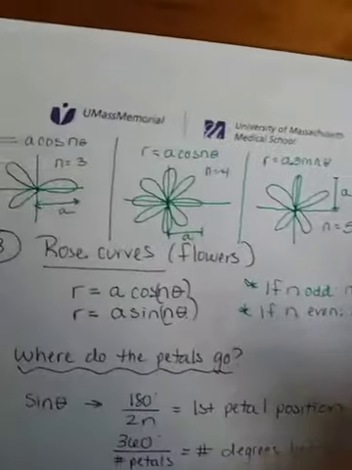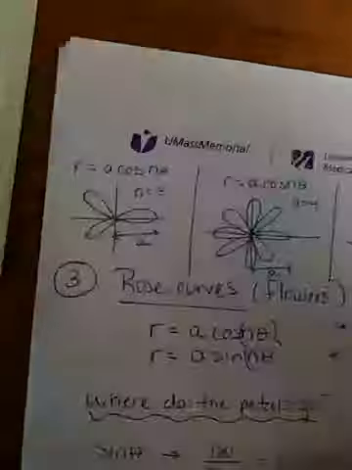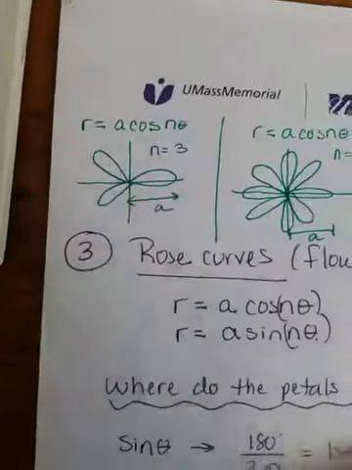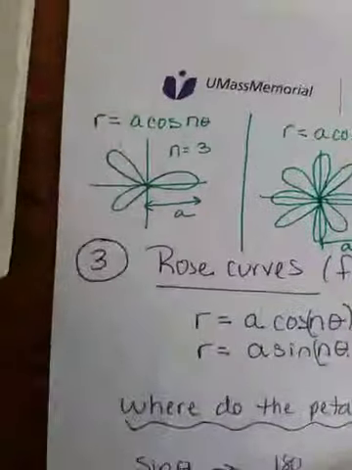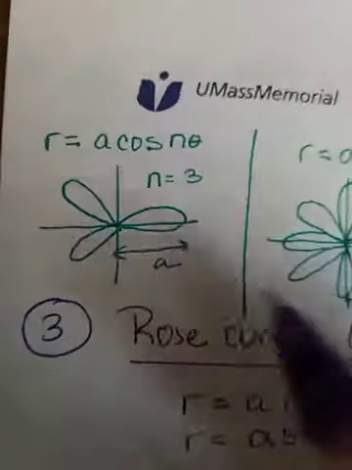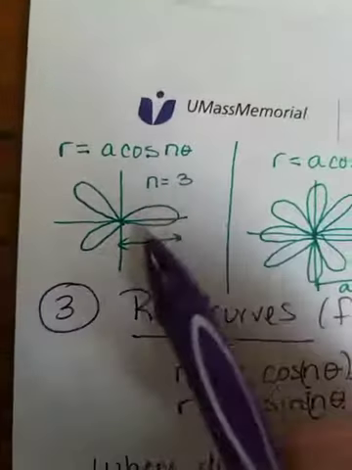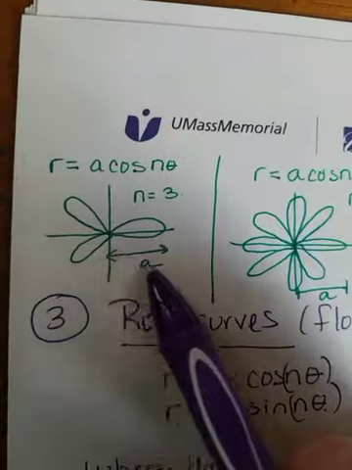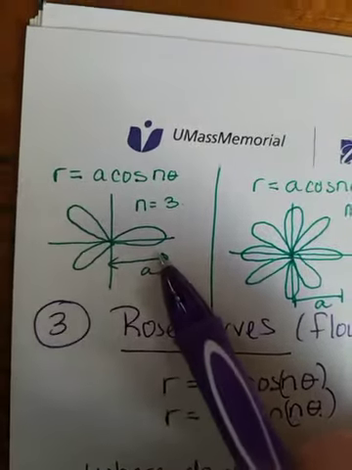Quick little examples up here before we go through other things in a full-blown example. Don't mind my scrap paper. So if we're looking at the cosine, r equals a cosine of n theta, and n was 3, you have 3 petals. A is the width of that petal.